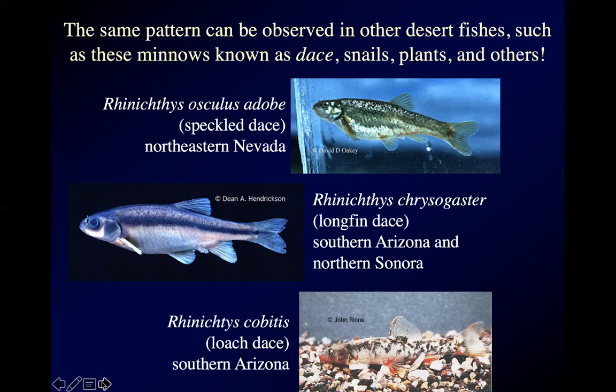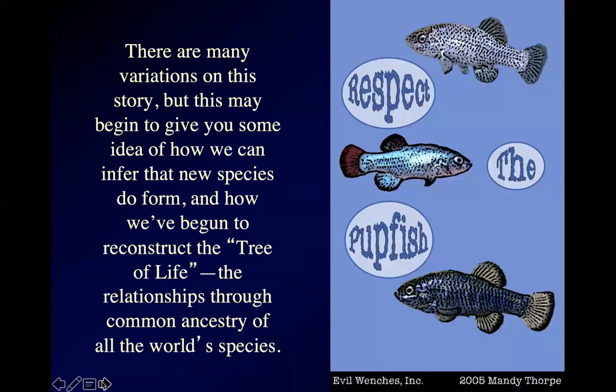You could basically just keep telling the same story over and over and over again, not just with pupfish, but with many other species too. And there's many variations on this story, but what I hope this has done is give you some idea of how we can make a case that new species do form, how we can observe the process happening and reconstruct relationships through common ancestry of all of the species in the world, a concept that we know as the tree of life, which I'll talk more about on Wednesday.